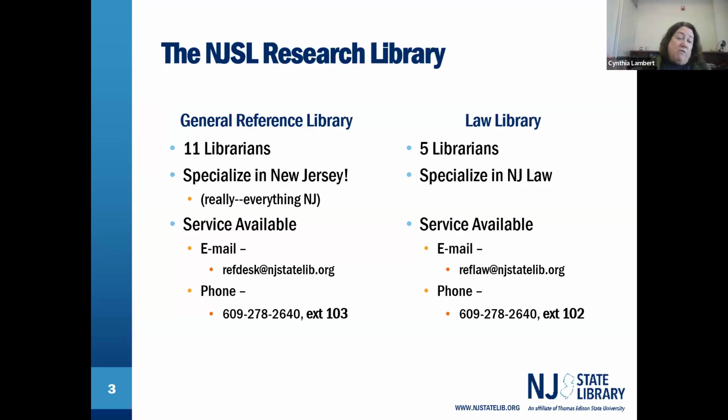In the law library, there are 5 librarians. We specialize in New Jersey law. We do provide federal information and support for your research, but our specialization is New Jersey. And New Jersey history, the history of New Jersey laws, things like that. We are your go-to spot for that. And here is our contact information as well. As Andrew said, he will be sending out these slides, so you'll have this information.